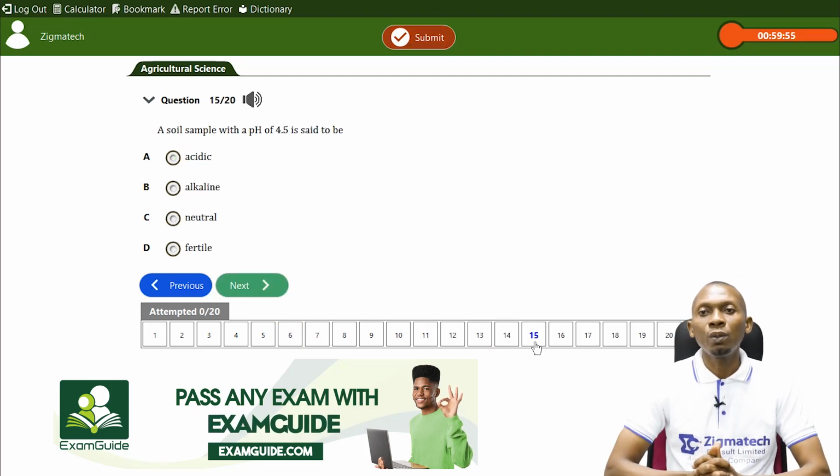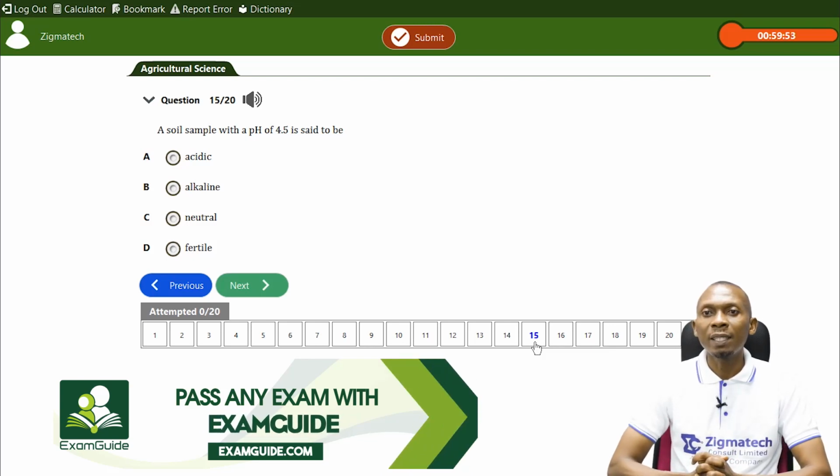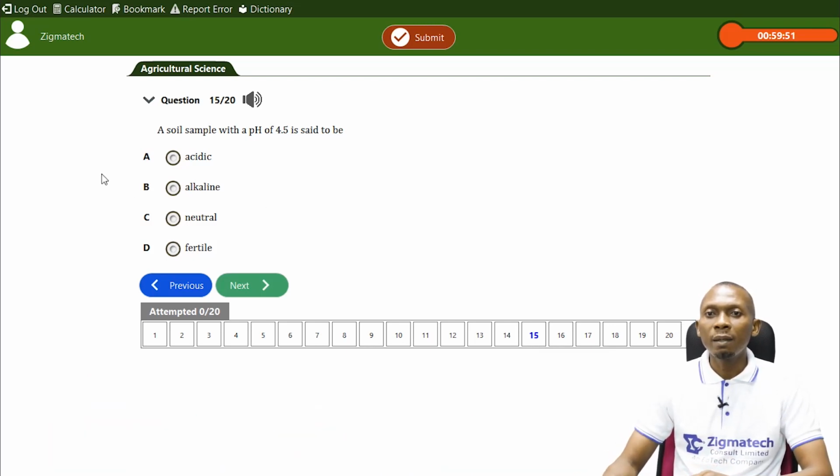A soil sample with a pH of 4.5 is said to be A. acidic, B. alkaline, C. neutral, D. fertile. Now from our pH scale, any value below 7 falls under acidic, increasing acidity, and any value above 7 falls under increasing alkalinity. So 4.5 is below 7, so the answer is acidic. It's an acidic soil sample.